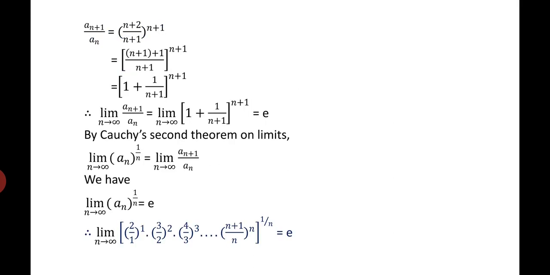Now let's divide them. a_(n+1) by a_n is equal to, after dividing, we would be getting n plus 2 by n plus 1 to the power of n plus 1. Now this n plus 2 can be written as n plus 1 plus 1. So which on grouping and taking the denominator as a common factor, I would be getting 1 plus 1 by n plus 1 to the power of n plus 1. So therefore limit n tends to infinity a_(n+1) by a_n is equal to limit n tends to infinity 1 plus 1 by n plus 1 whole power n plus 1. And this, when I compare in the problem, the value of this is equal to e.